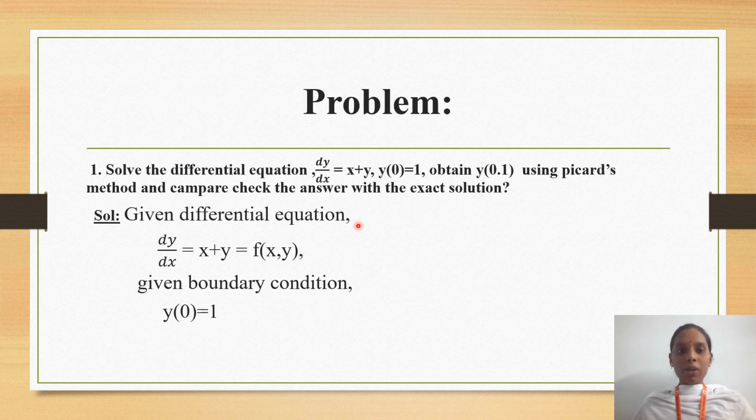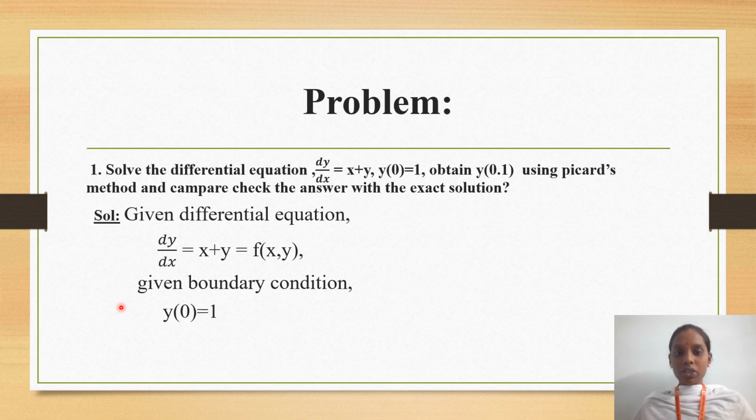Coming to the problem, solve the differential equation dy by dx is equal to x plus y with the boundary condition y of 0 is equal to 1. Obtain the value, here given only one value, 0.1, using Picard's method only. Then check the answer with the exact solution.